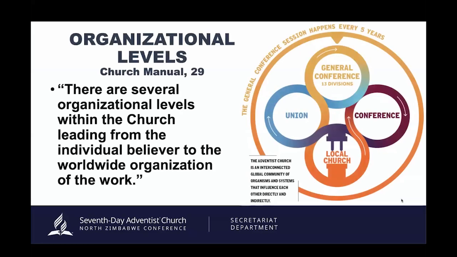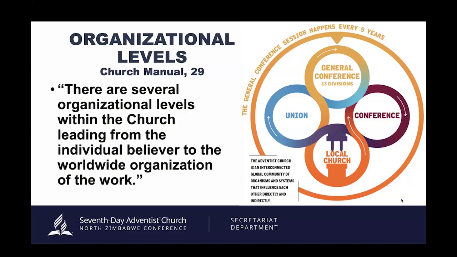at the organizational levels that we also looked at yesterday, but with a different emphasis today. On page 29 of the church manual, it says there are several organizational levels within the church, leading from the individual believer to the worldwide organization of the work. And you realize that the Adventist Church is more of an interconnected global community of organisms and systems that influence each other directly and also indirectly.